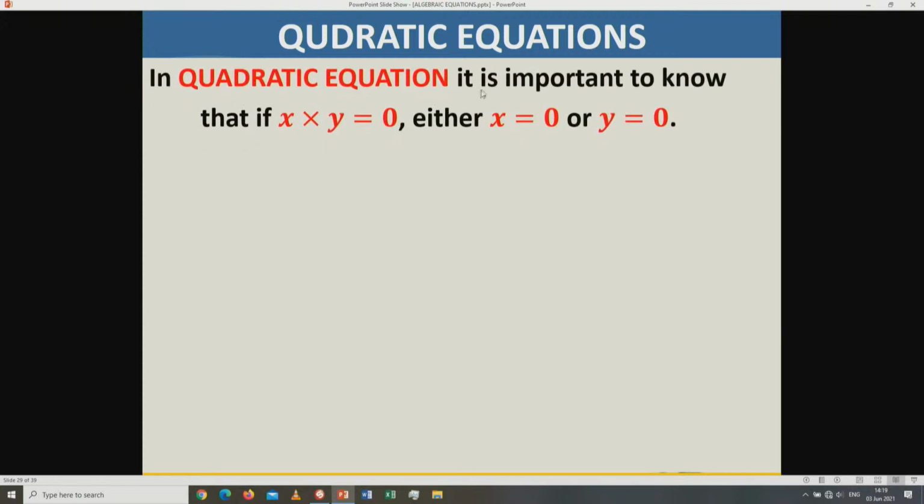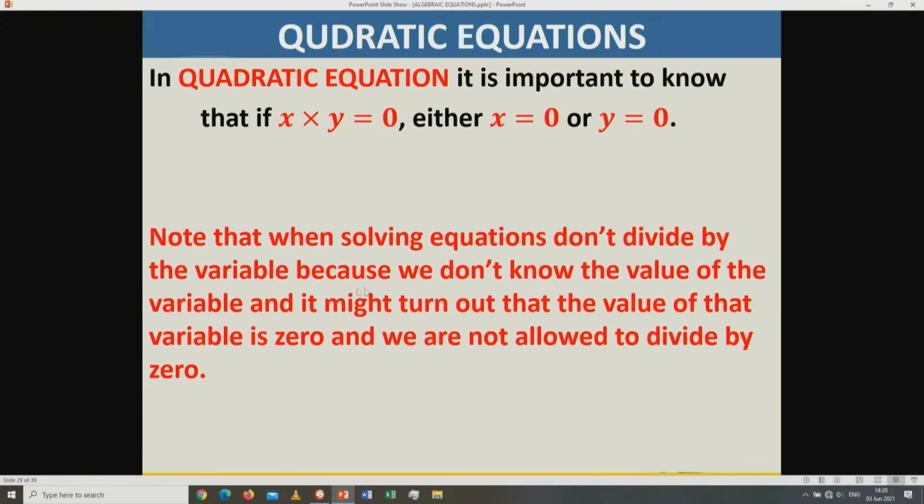In a quadratic equation, it is important to know that if x multiplied by y is equal to 0, one of the factors will be 0, or both of the factors will be 0. In this case, x multiplied by y is equal to 0. It means both factors equal 0. But again, we can have only one factor being 0. That is why we have this statement: x is equal to 0 or y is equal to 0. Look what is happening. If x is equal to 0, anything multiplied by 0 will be 0, so it will still give us the right-hand side. If y is equal to 0, x multiplied by 0 will still be 0.